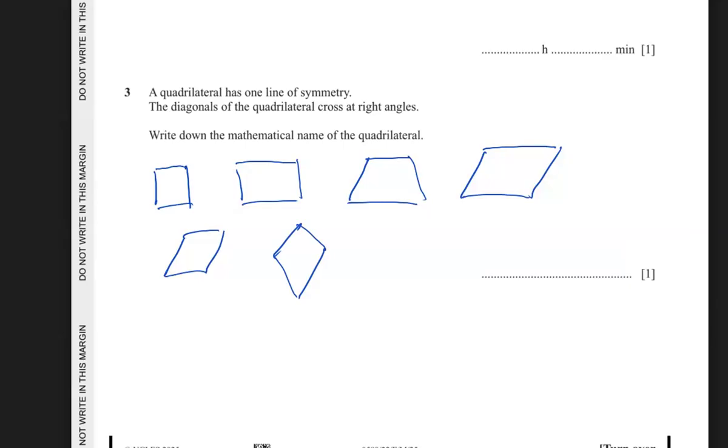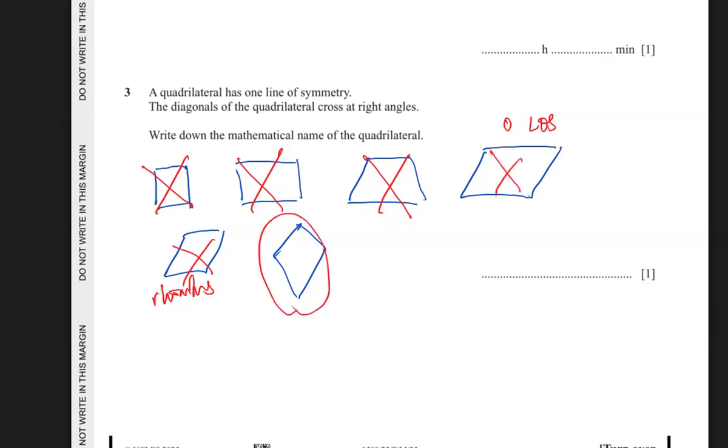One line of symmetry: definitely not a square, definitely not a rectangle. Definitely not a trapezium, because a trapezium is not guaranteed symmetrical. Interesting fact, parallelograms have no line of symmetry. Rhombus as well, so rhombus no. Next, it's a kite. Yeah, it could also be a trapezium if your trapezium is isosceles. If it's an isosceles trapezium, then there's one line of symmetry.